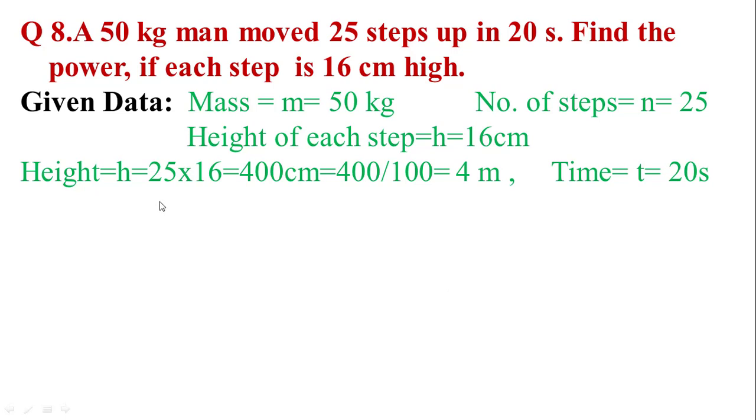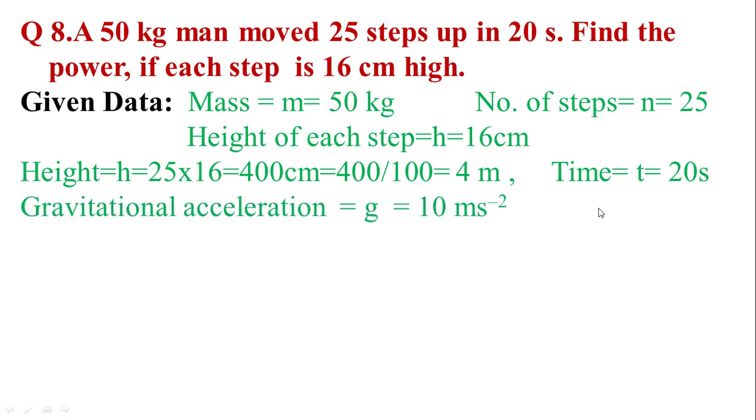Now total height h is equal to number of steps 25 multiplied by height of each step 16. 25 multiplied by 16 is equal to 400 centimeter. Convert 400 centimeter into meter by dividing by 100. So 400 divided by 100 is equal to 4 meter, and time t is equal to 20 seconds. Now gravitational acceleration small g is equal to 10 meter per second square.